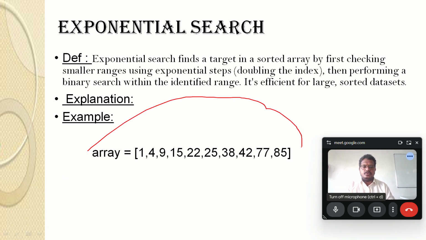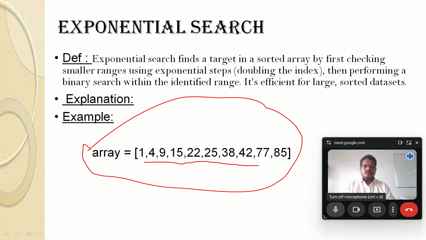These are the values. Using these values we can explain everything. All the values in the array must be in sorted order, only then can we execute the program. So these are the values: 1, 4, 9, 15, 22, 25, 38, 42, 77, 85. Using these values, now we will explain exponential search.